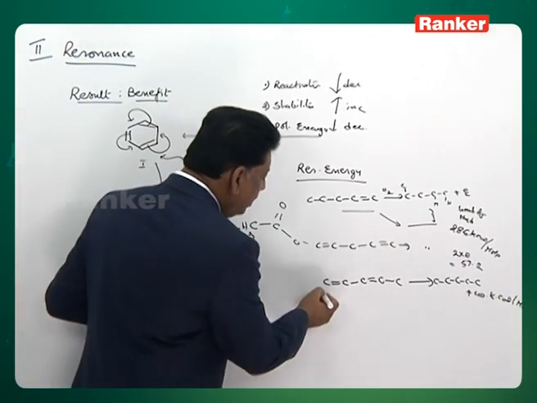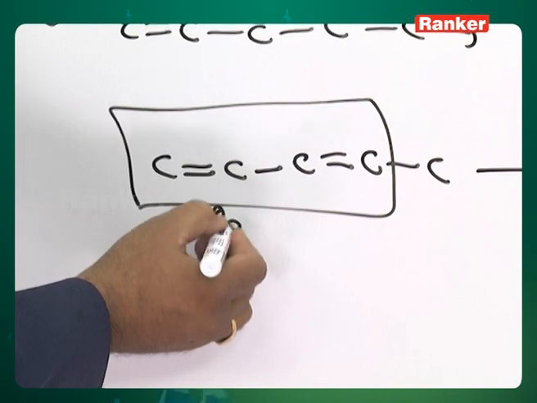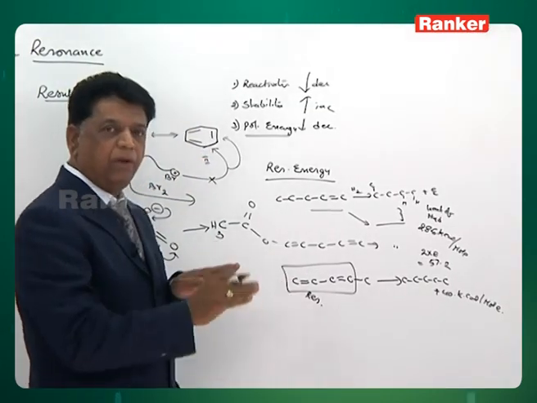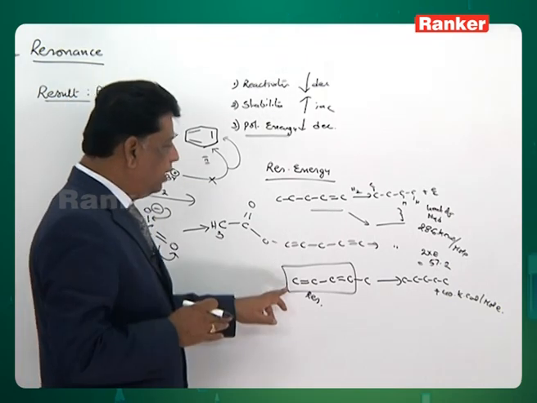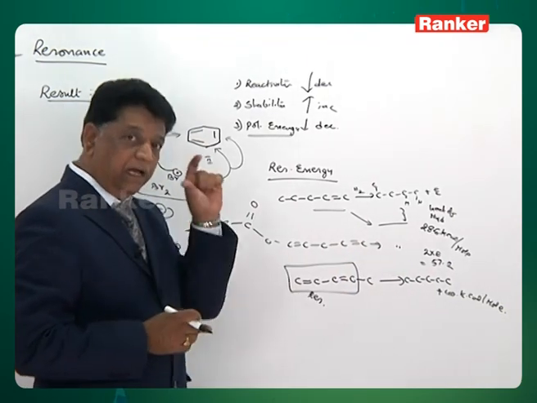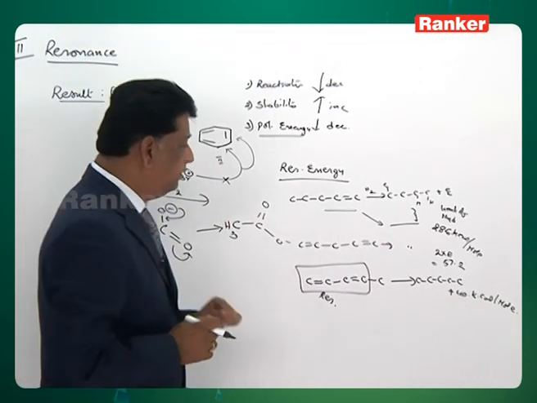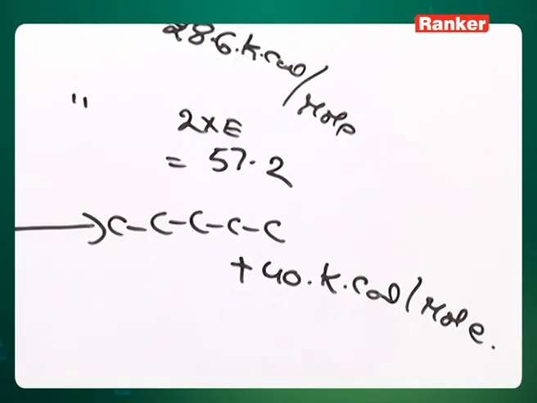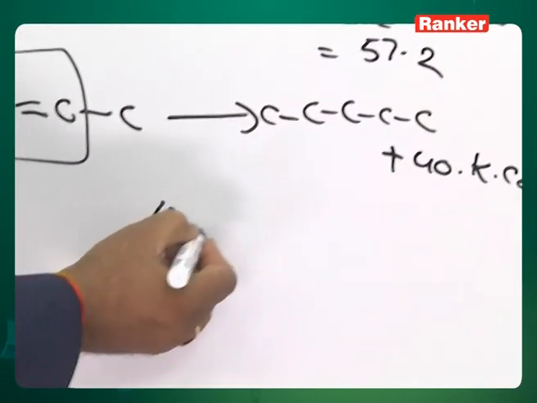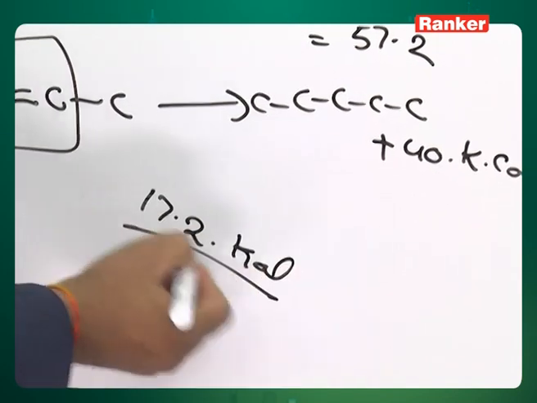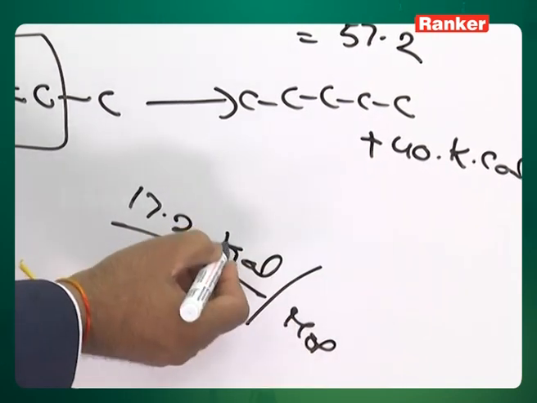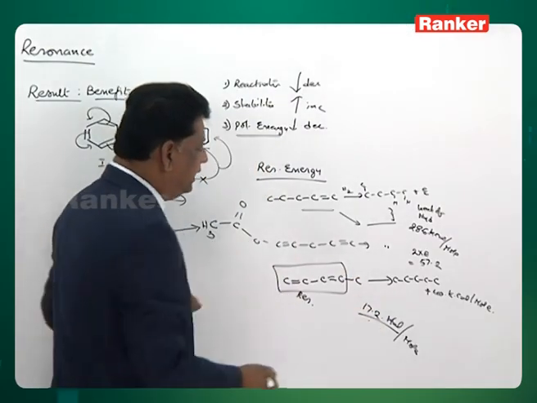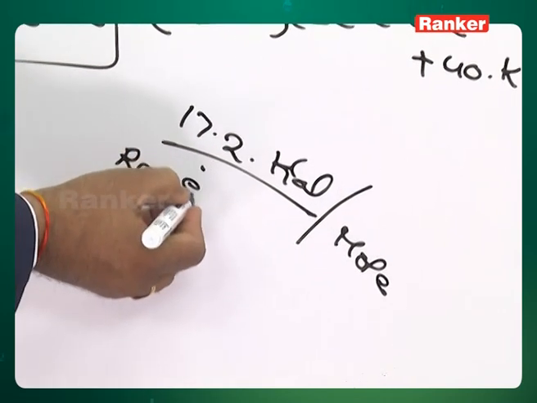It means this molecule has resonance. When the molecule is formed, it shows some resonance, and some amount of energy is already released. Now it is releasing 40, whereas it is supposed to release 57. The difference gap, that is 17.2 kilocalories per mole, was already released. That energy is called the resonance energy.